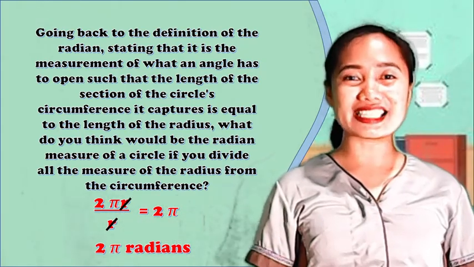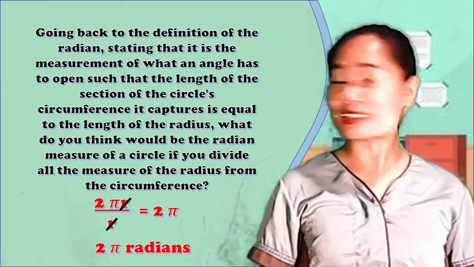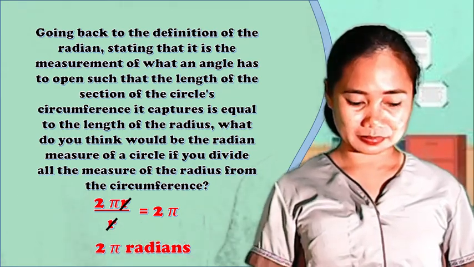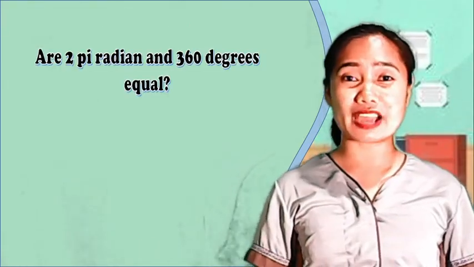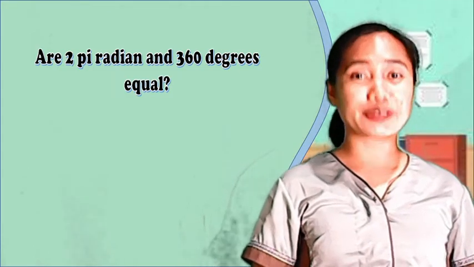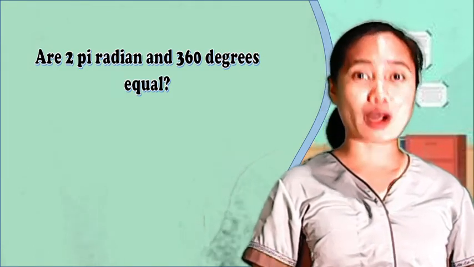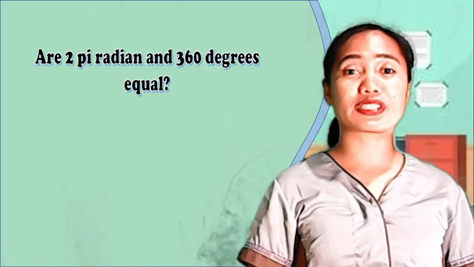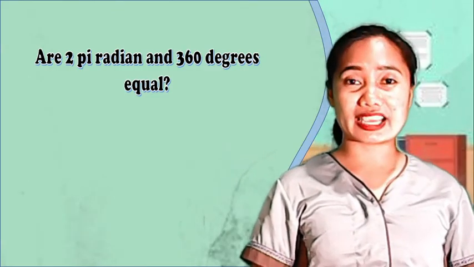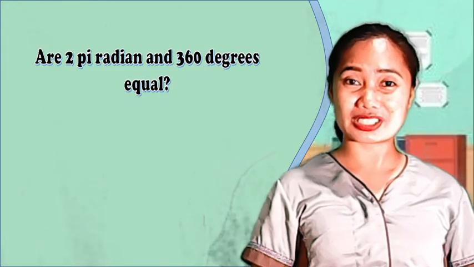See, r is cancelled and we get 2 pi radians. Fourth question. Since 2 pi radian is equal to 1 revolution and 360 degrees is also the measure of the circle in 1 revolution, what do you think? Are they equal to each other?